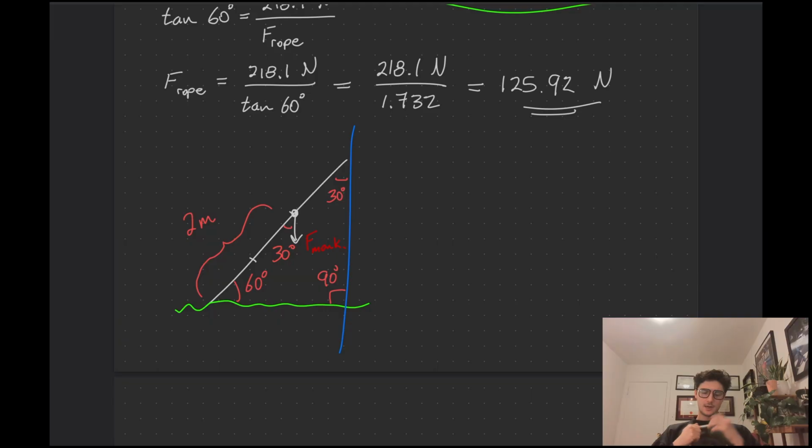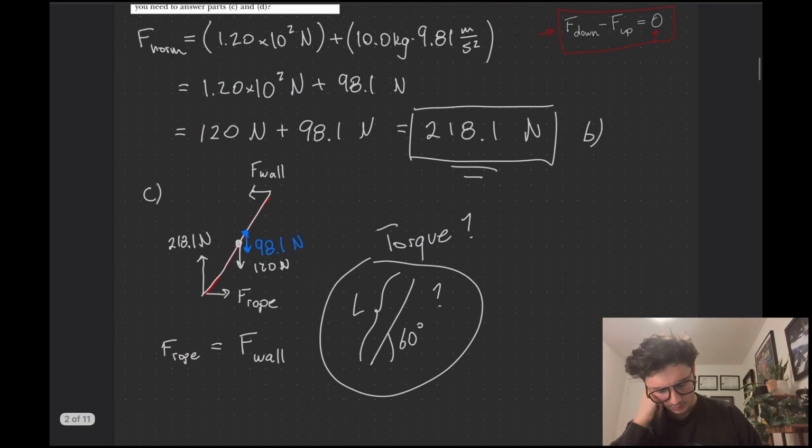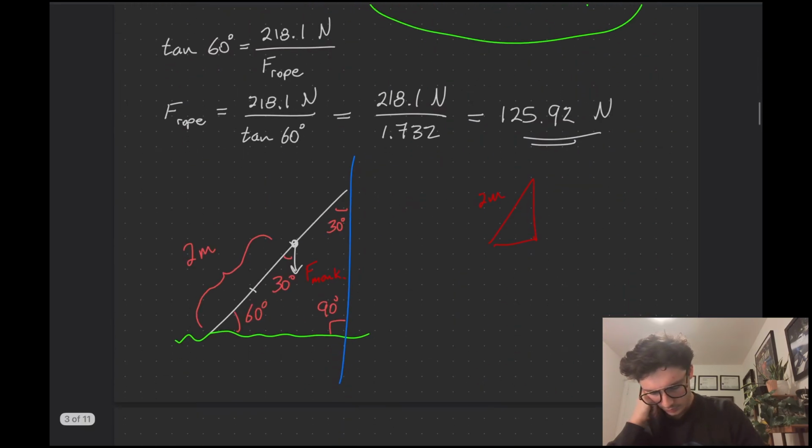There has to be something to do with the 2 meters because the ladder's length is given. It tells us 2/3 of the ladder up, and 2/3 of a 3-meter ladder is 2 meters, and the angle there is 30. Basically, we have a triangle. Here we have 2 meters, and this one is the force of the monkey, which we actually know. Force of the monkey is 98.1 newtons.